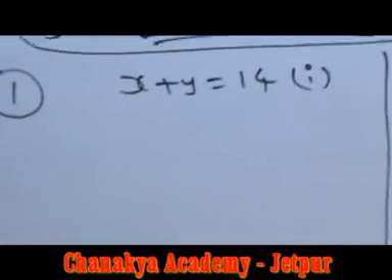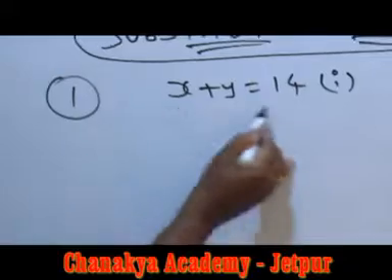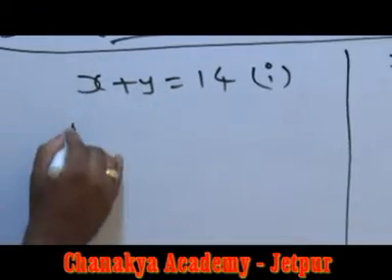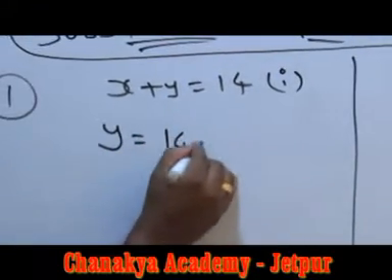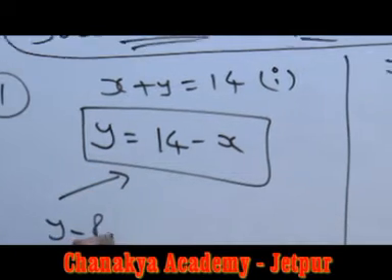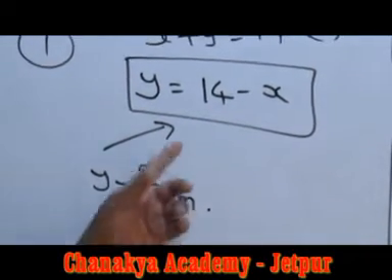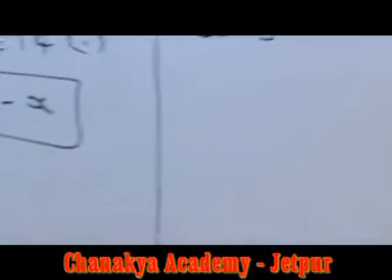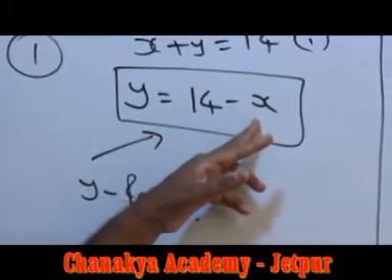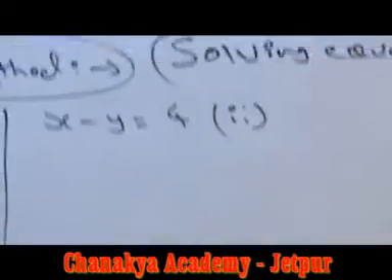Okay, our first step will be y form. Here we are going to express the first equation in y form. y equal to 14 minus x will be our y form. This is known as y form. Okay, now we are going to substitute the value of y in equation number 2. Here the value of y is 14 minus x, which we are going to substitute in equation number 2.